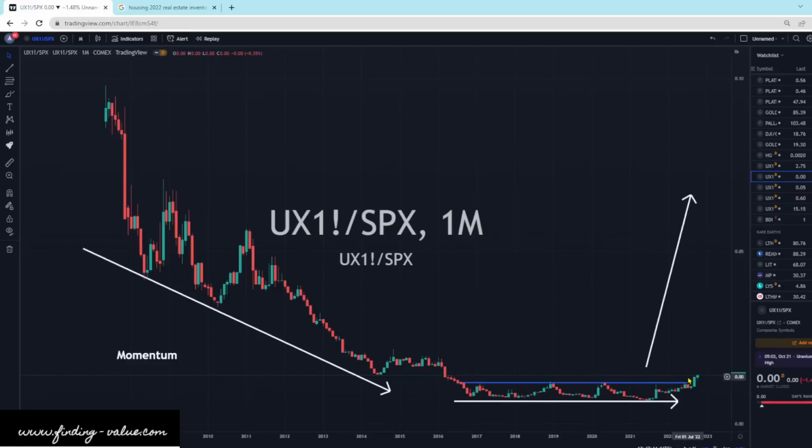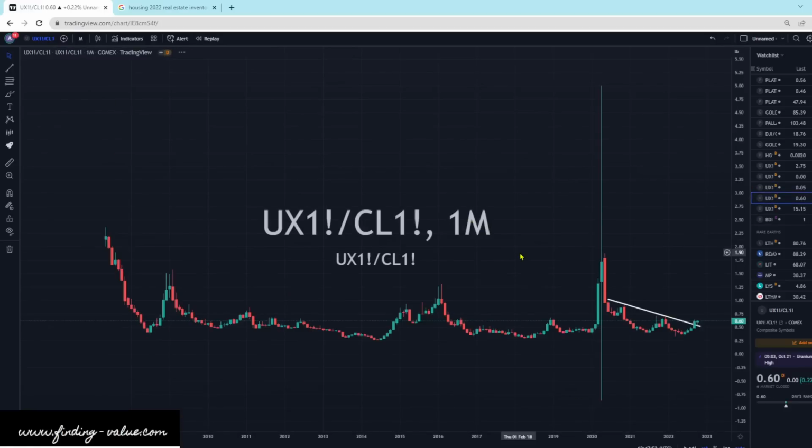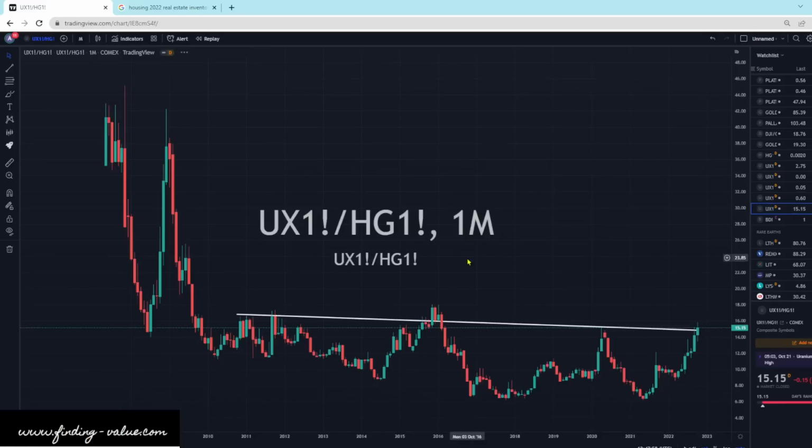Uranium versus the S&P 500 looks really good for an outperformance. On a long-term perspective, uranium versus gold looks really good for uranium outperformance. Uranium against crude, we're breaking out of this downtrend line. Uranium could outperform just about everything. Uranium versus copper. So I think uranium looks really good, futures pricing at least, to outperform absolutely everything else.